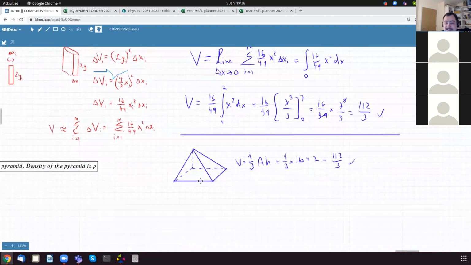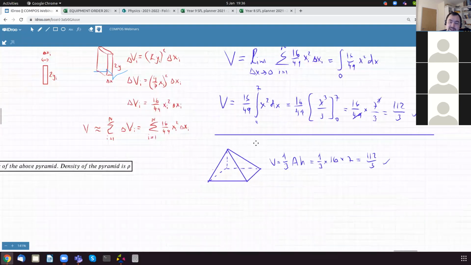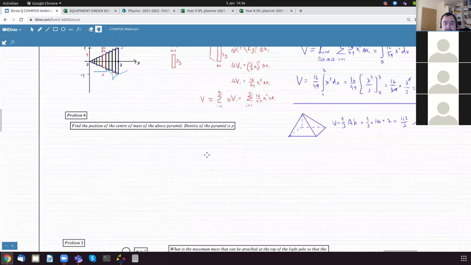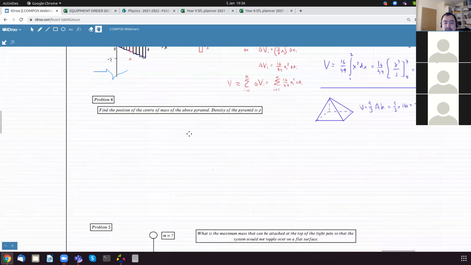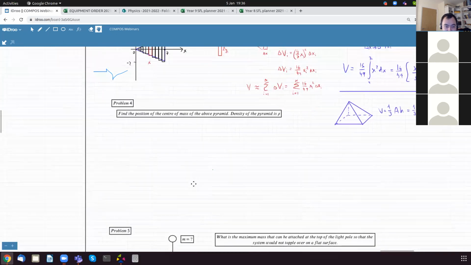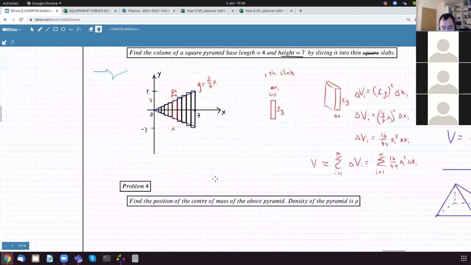But the beautiful thing is it allows you to find areas and volumes of very complicated shapes by using Riemann sums and integration. Now, the next bit is find the position of the center of mass of the above pyramid. So it's not a coincidence that I've given you two very similar tasks here. So I'm just going to copy this.